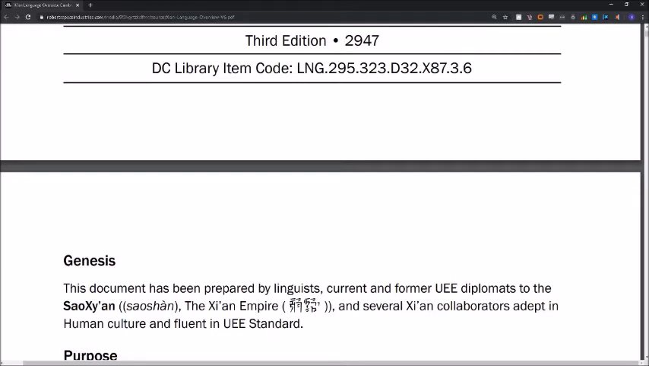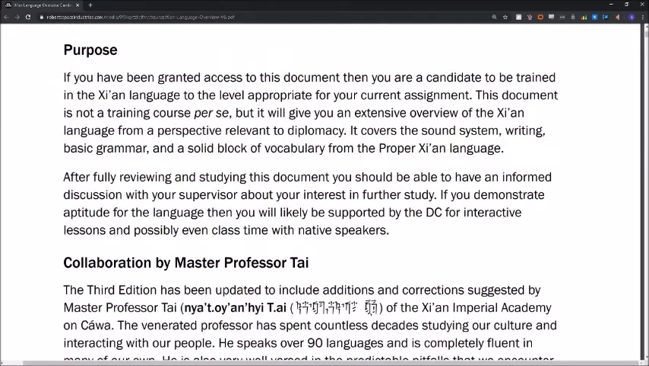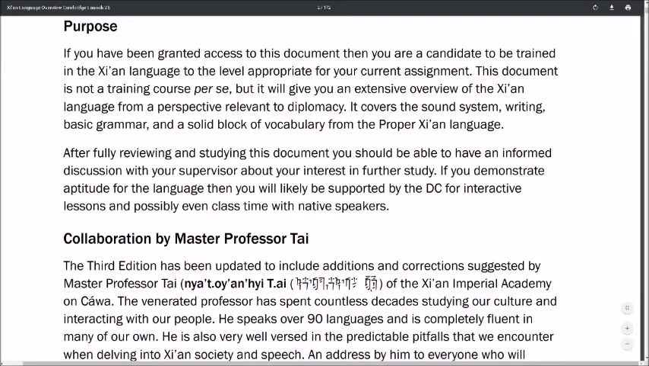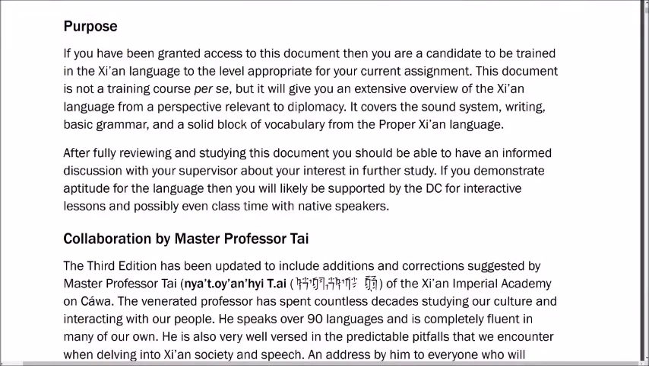Empire, and several Xi'an collaborators adept in human culture and fluent in UEE standard. Purpose: if you have been granted access to this document, then you are a candidate to be trained in the Xi'an language to the level appropriate for your current assignment. This document is not a training course per se, but it will give you an extensive overview of the Xi'an language from a perspective relevant to diplomacy.